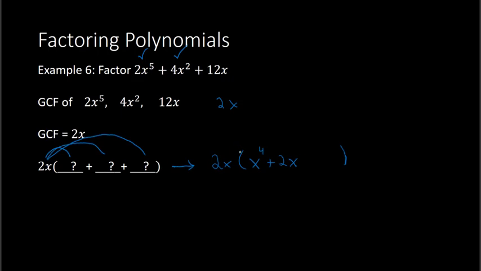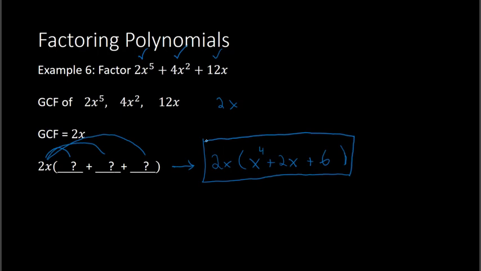And then same thing for the last term. 2x times what gives me 12x? Well, 2 times 6 is 12, and the x's are good already. They both have 1x. So 2x times 6 would be 12x. So my answer can be found by going through that process.